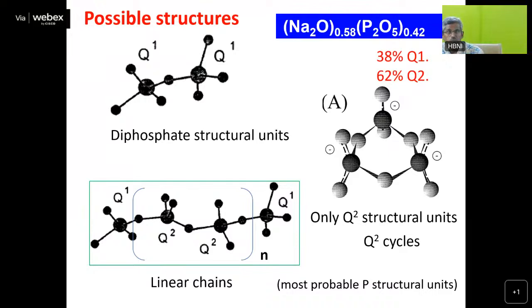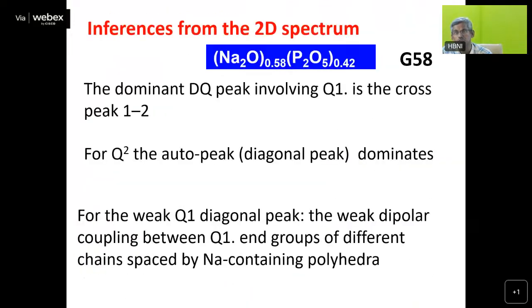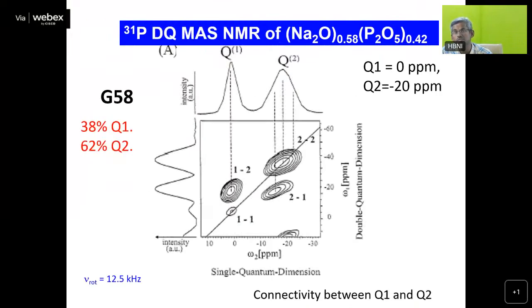Because if the Q2 units are in the middle of a big chain, then they will be shielded quite a lot. But once the Q2 groups start coming close to the terminal Q1, there can be a change in the bond order, in fact the bond order can increase, and as a result of this you get a slightly positive chemical shift. That is why we get a slight positive shift. These are minor things, additional information which we are getting.